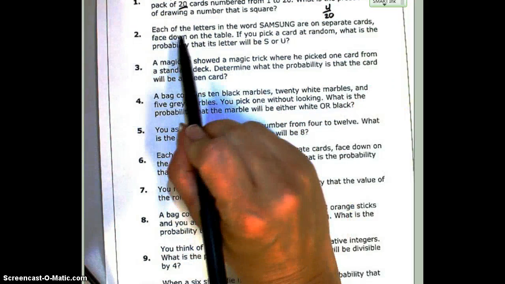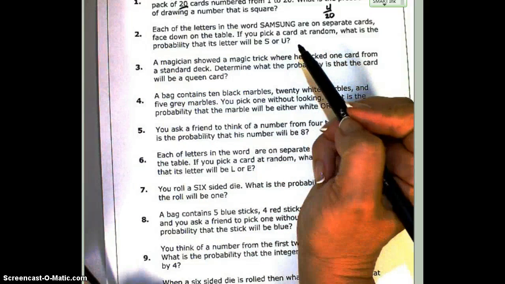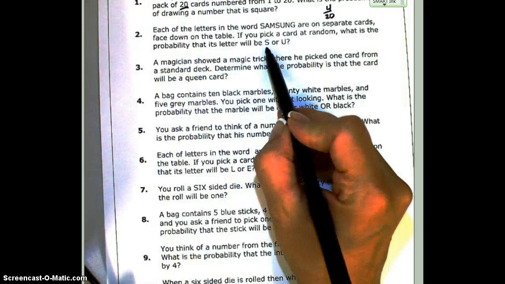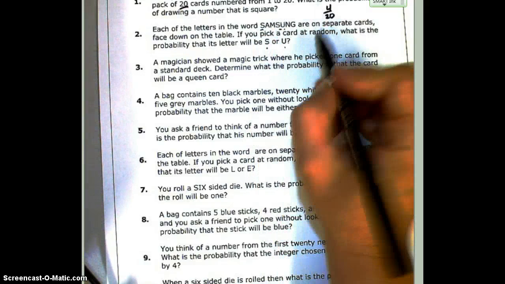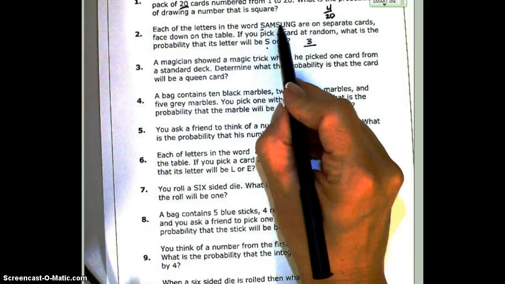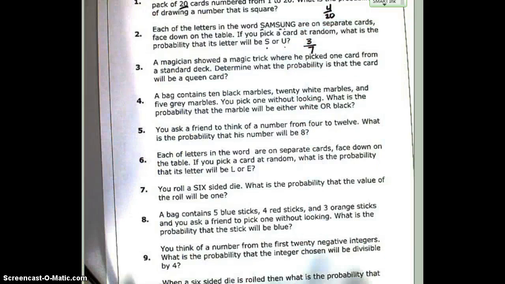This one, each letter in the word Samsung is used on a separate card face down on the table. If you pick a card at random, what is the probability that the letter will be an S or a U? Well, there are 2 S's and 1 U, so there's 3 out of 1, 2, 3, 4, 5, 6, 7 possible letters, so 3/7 there.